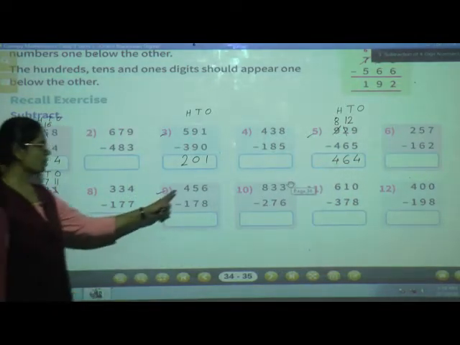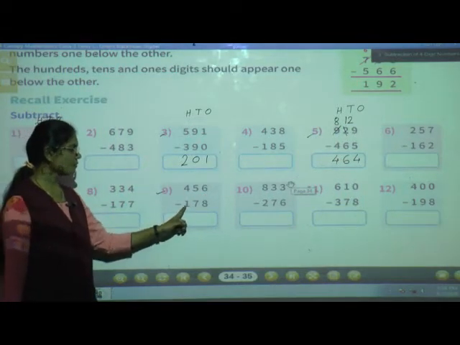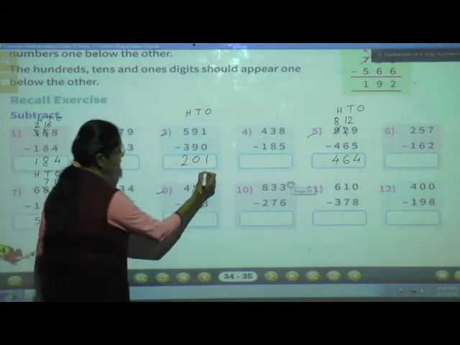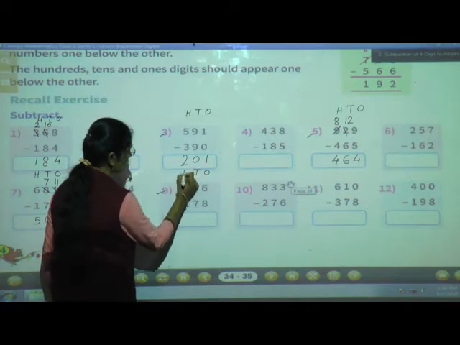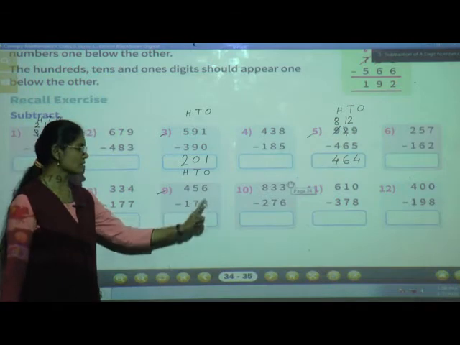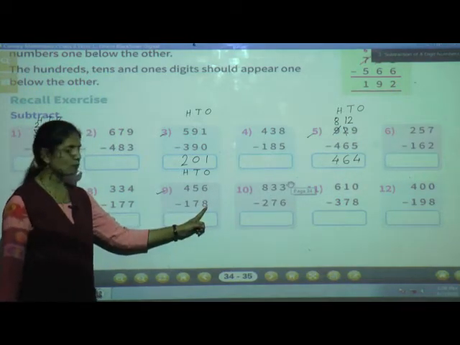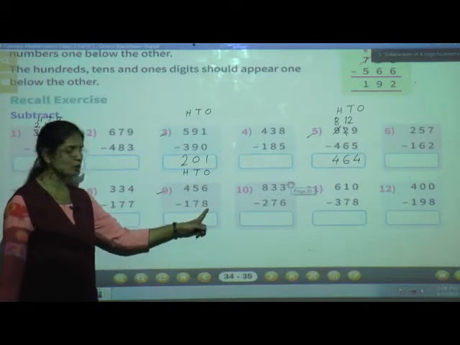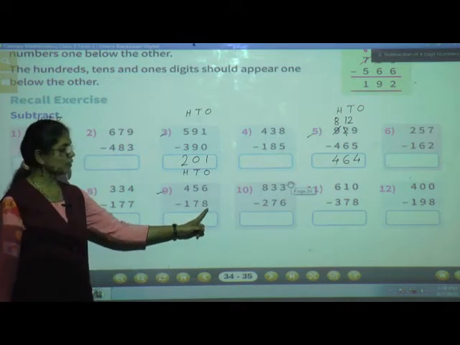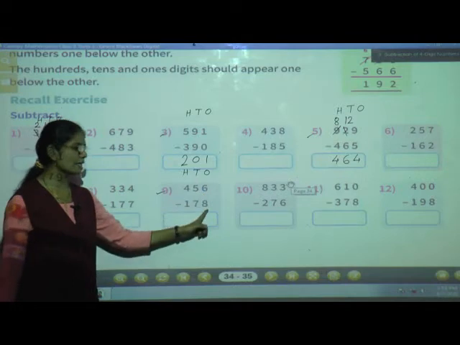See the number. First number is 456, which is a 3-digit number. The other is 178. This is also a 3-digit number. So what we will do? We will write first the places, ones, tens and hundreds. See the ones place digit. Here 6 is there, here 8 is there. 6 minus 8, can we do? No, we can't do. Why? Because 6 is smaller than 8 and we can't subtract a greater number from the smaller number.